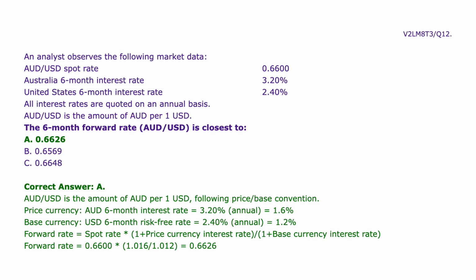Recognize that AUD/USD is quoted in price-based format, meaning AUD is the price currency and USD is the base currency. Convert annual interest rates into 6-month equivalents. AUD equals 1.6%, USD equals 1.2%. Applying the formula gives 0.6626.